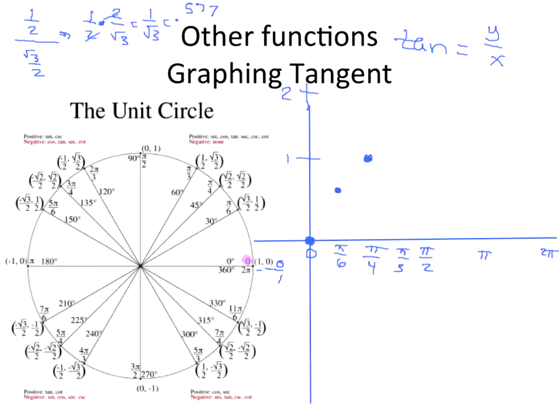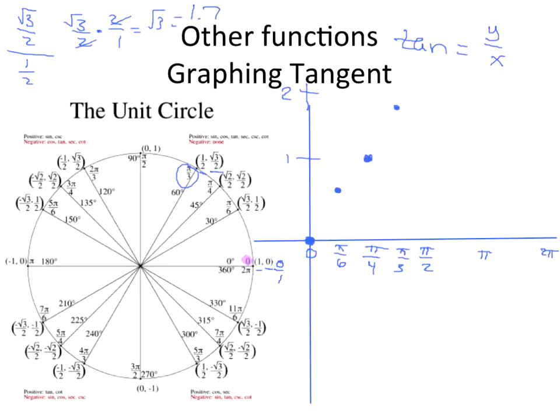Let's work on pi over 3 now. So pi over 3, I'm going to make myself some space up here at the top. Pi over 3, I have to do root 3 over 2 divided by 1/2, which means I'm going to be multiplying. So my 2's are going to cancel, so I'm going to get root 3. If I work out what root 3 is, root 3 gives me 1.7 approximately. So on my graph at pi over 3, I'm going to get 1.7. We're doing awesome. We're almost there.